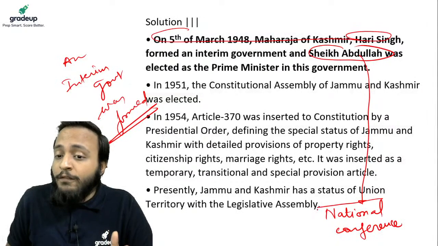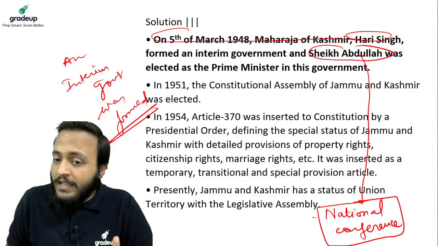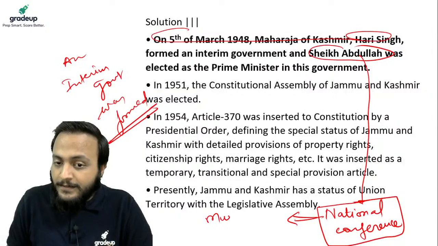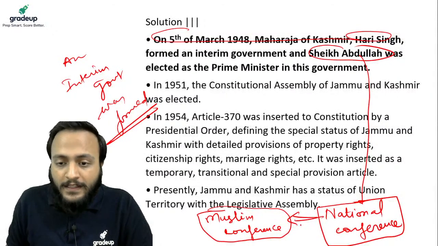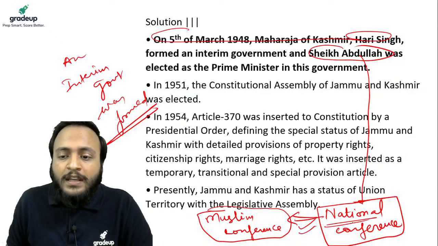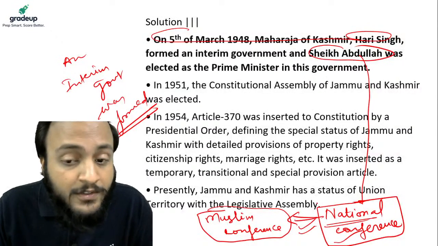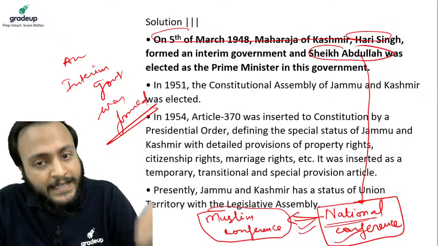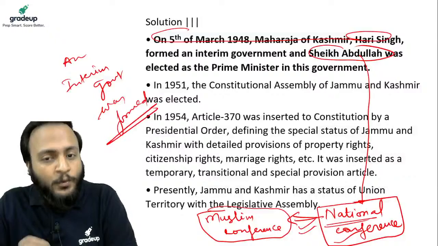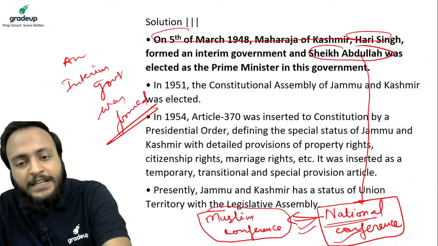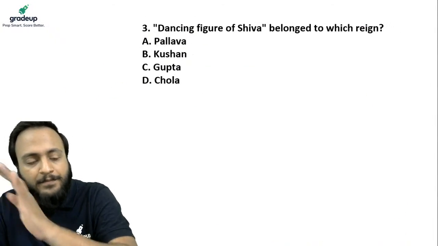This National Conference was earlier called the Muslim Conference. When Jammu and Kashmir region became part of India, the name of this party was changed to the National Conference, led by Sheikh Abdullah. Later, his son Farooq Abdullah, and after that his son Umar Abdullah. So these are all related to the same political party.